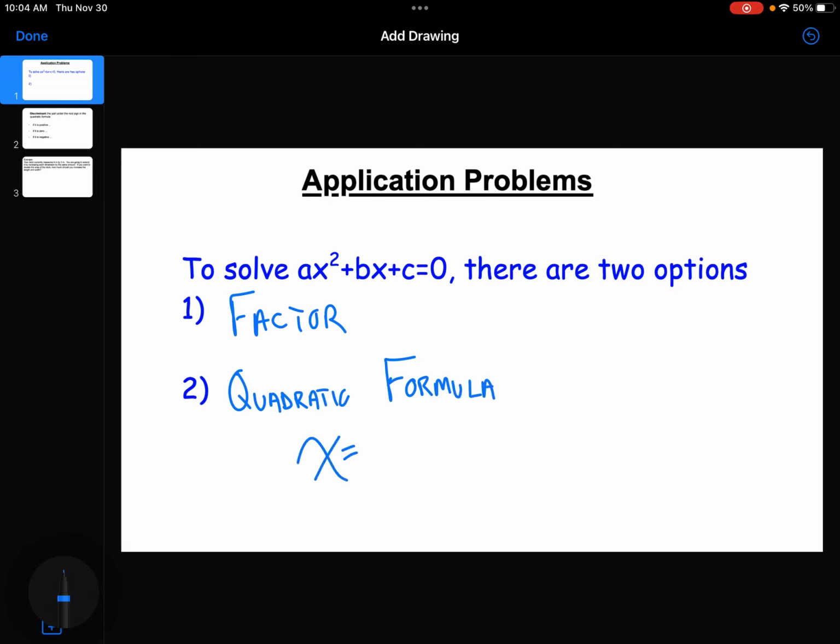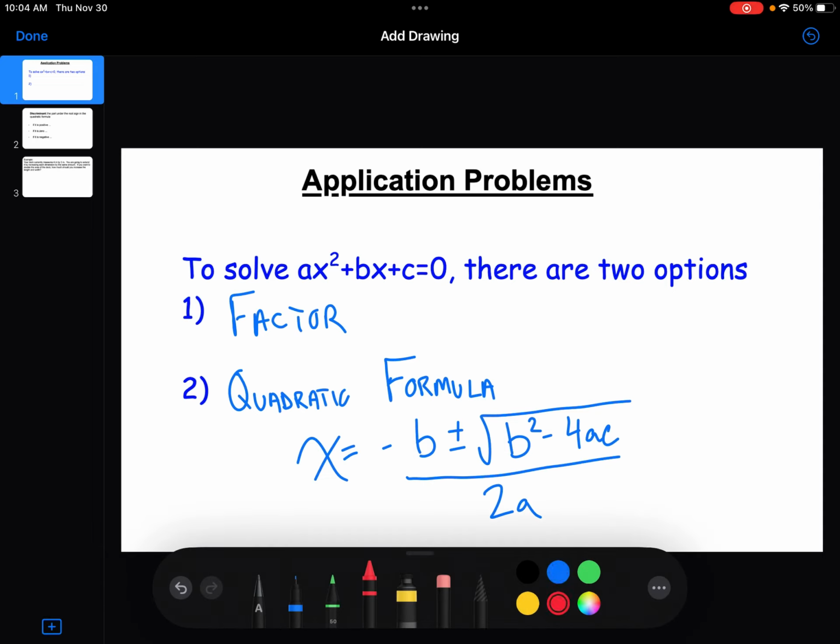When we use the quadratic formula, and we saw this in the quadratic formula note, we've got x equals negative b plus or minus the square root of b squared minus 4ac all divided by 2a. But the important part to look at here is underneath this square root. Under the square root, it is a special property. If it's a positive number, we're going to get two answers.